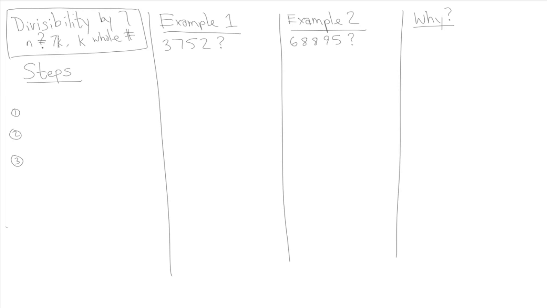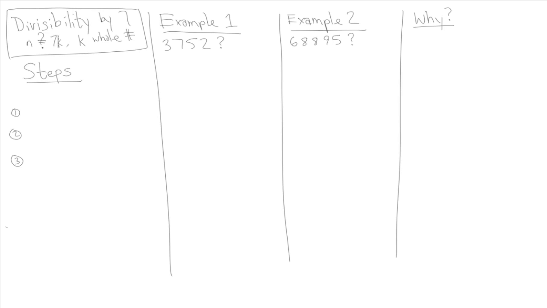Today I'd like to talk about divisibility, and specifically divisibility by 7. That answers the question, if we have a number n, a whole number, is it possible that we can write n as 7 times k, where k is also a whole number? Now, this assumes that you know the times tables.